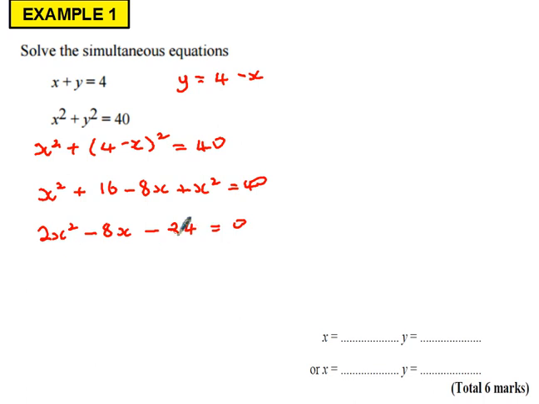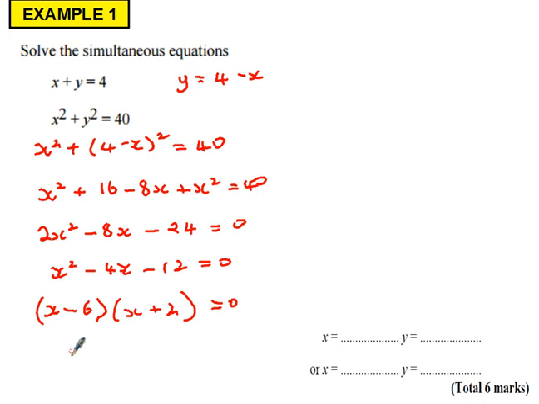Now, because 2 is a factor of all of these terms, I'm going to divide everything by 2, just to make the factorising as simple as I possibly can. Okay, so now I've got a simple quadratic which I need to solve. Sometimes at this stage you might need to use the quadratic formula. This looks very promising for solving by factorising. So let's just see. Clearly the factorisation we want is going to be (x minus 6)(x plus 2). So our solutions for x are x equals 6 or x equals minus 2.